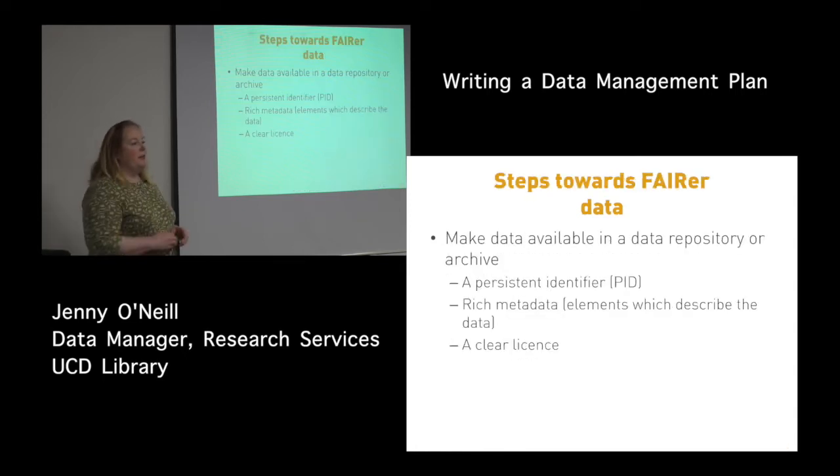So, steps towards making your data findable, accessible, interoperable, and reusable. At the very base level, you want to make your data available in a repository or archive. You want to make sure that a persistent identifier is assigned to those data so that they can be found again. You're probably familiar with DOIs that you might see at the end of a citation for a publication. That's a digital object identifier, which is a type of persistent identifier. So most archives and repositories will assign a DOI to your data in the same way that they would assign it to your publication, and it just means that you can track it a little bit easier.